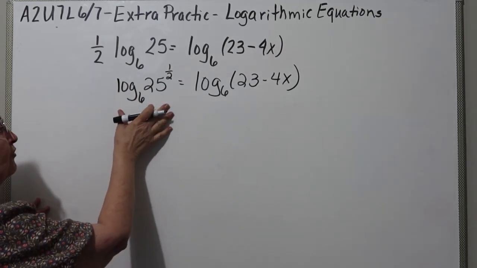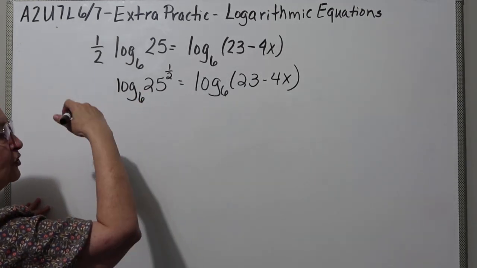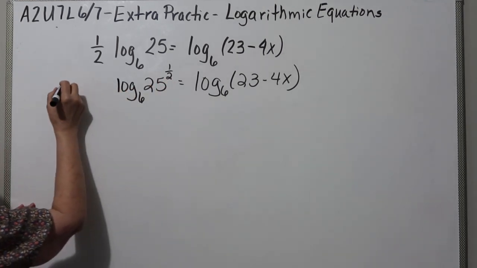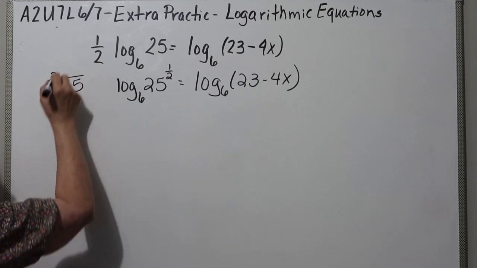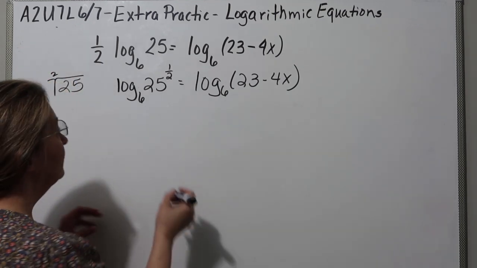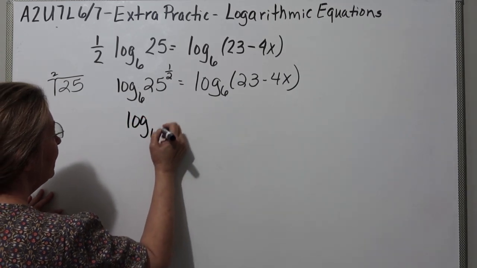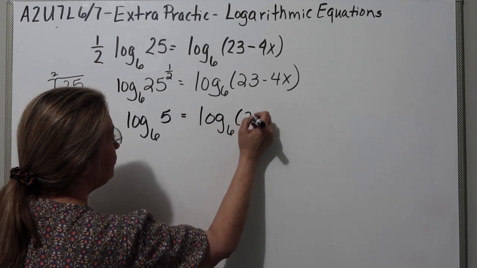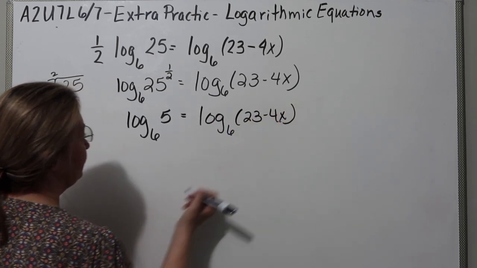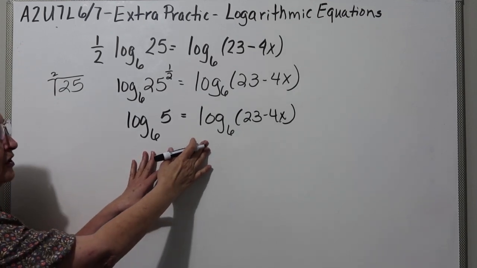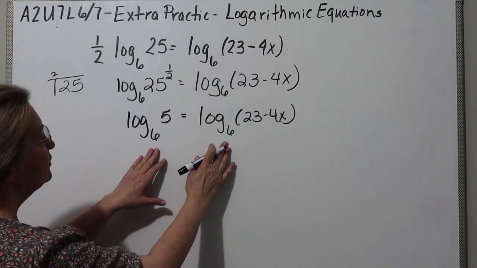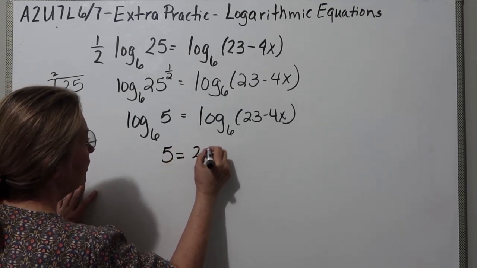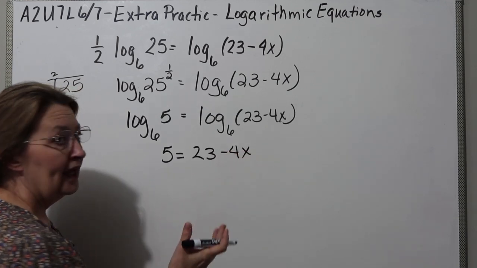Now, simplifying some more over here. We know that anytime you raise a number to a fractional exponent, you can simplify that as a square root. So 25 to the 1/2 actually means the square root of 25, which is 5. So I can simplify this down: log base 6 of 5 is equal to log base 6 of 23 minus 4x. Now I have condensed logarithms on both sides and they have the same base, so I can use my one-to-one property to state that 5 is equal to 23 minus 4x, and I'm ready to solve.